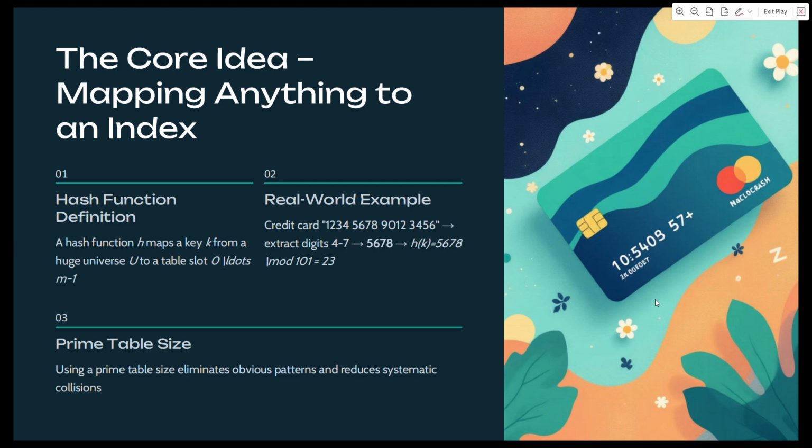For example, consider a credit card number 1234567890123456 with extra digits 5678. Now we apply a hash function h(k) equal to 5678 mod 101. The result is 23. So the data will be stored at index 23 in the hash table. Usually the table size m is chosen as a prime number. Using a prime number helps reduce patterns and decrease the chance of collision.